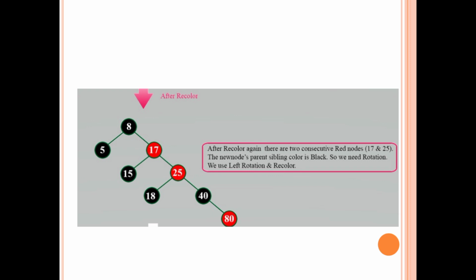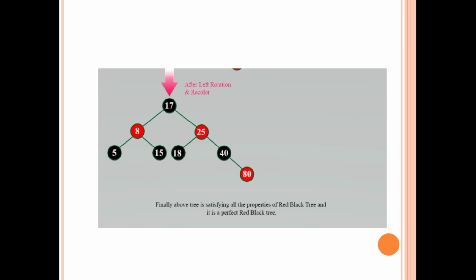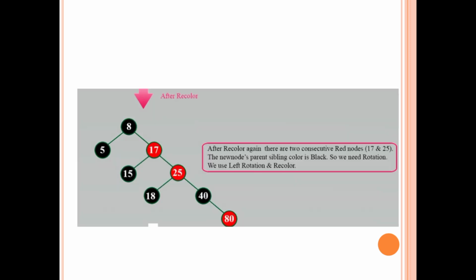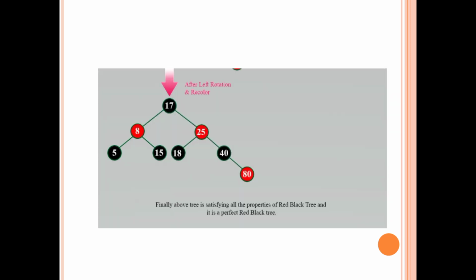We have to do the rotation here. It means 17 comes on the root, and on its right side we have 25 connected, and on the left side we have 8 connected. And 8's right side has 15 connected. This is a left rotation.